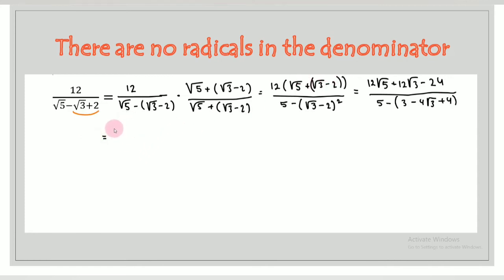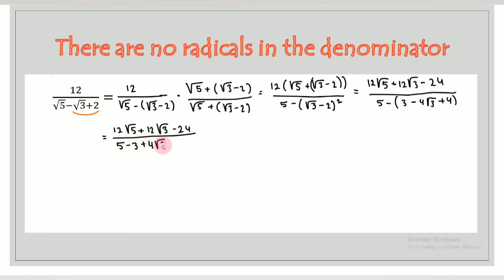As for the numerator, I cannot do anything with it. So let me just write it this way. I just copy it. But as you can see, the denominator still has a radical. So we still have to do something with it. But before that, let me just simplify it.